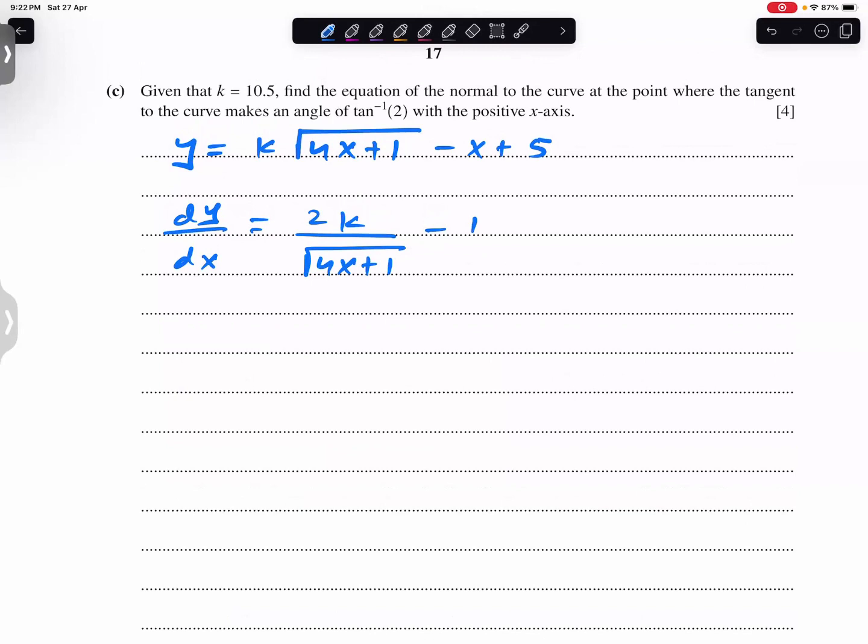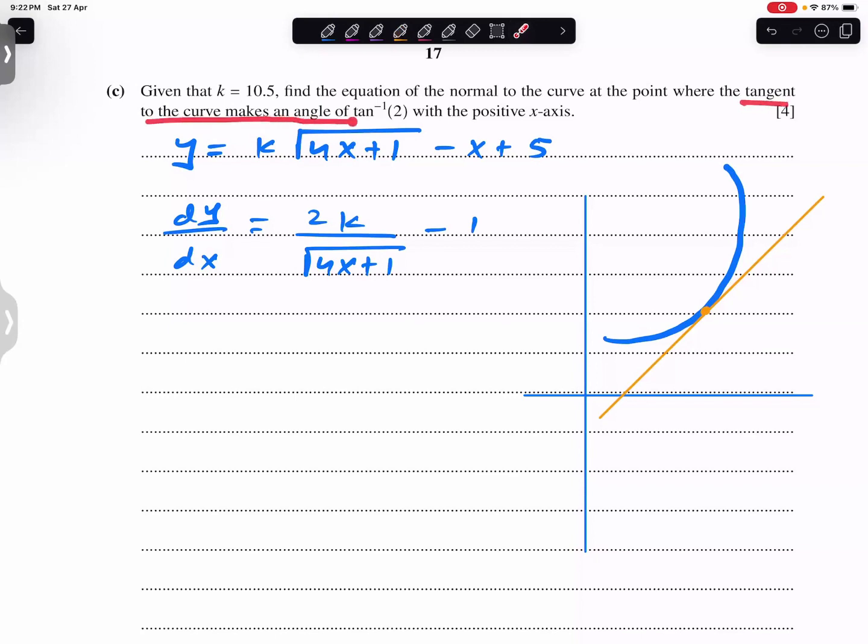We cannot understand this without a diagram. So let's draw a diagram and a curve, let's say this is my curve and this is my point P at which this is my tangent. Now, the tangent to the curve makes an angle with the positive x-axis. So if I call it theta, this angle will be theta because the tangent is making this angle with the x-axis.